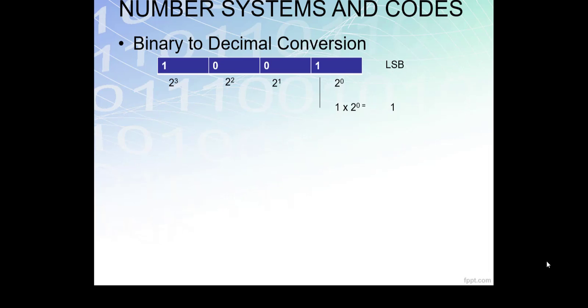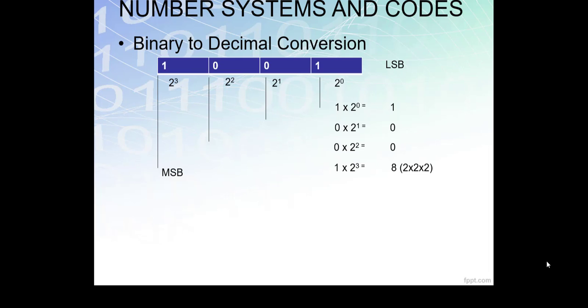We know well anything to the power of 0 is 1, so the result is 1. You take the next number, 0 into 2 to the power of 1. 2 to the power of 1 is 2, but anything multiplied with 0 is 0. Like that, you take the next one, 0 into 2 to the power of 2. 2 to the power of 2 is 4, 4 into 0 is 0. Finally you take the MSB. So you are seeing 1 into 2 to the power of 3. 2 to the power of 3 is 2 into 2 into 2, that is, the result is 8.